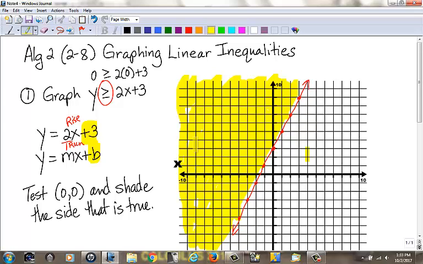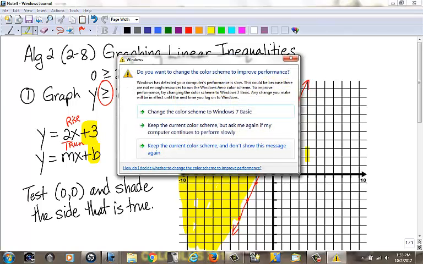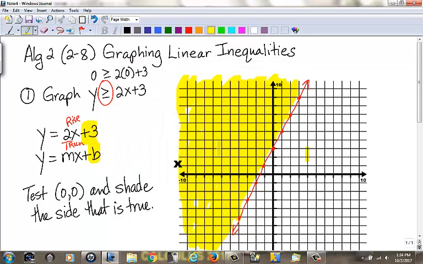So how do you know which side? I always test 0, 0. I'm testing 0, 0, but it was false. You always shade the side that's true, so you shade the side that doesn't include 0, 0. If it's a true statement, you shade it. Like 0, 0 was false up there, so I shade the other side. If 0, 0 would have been a true statement, then I'd shade the side that's true. Okay, let's try another one.